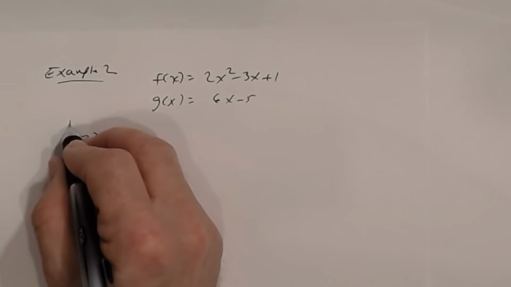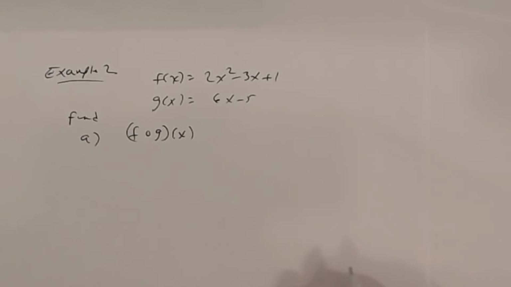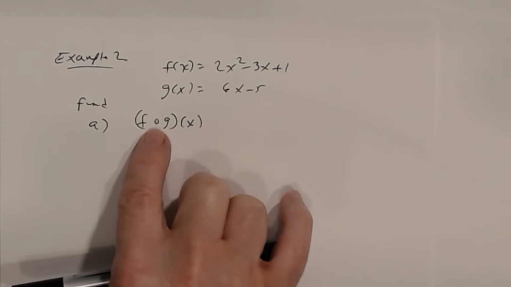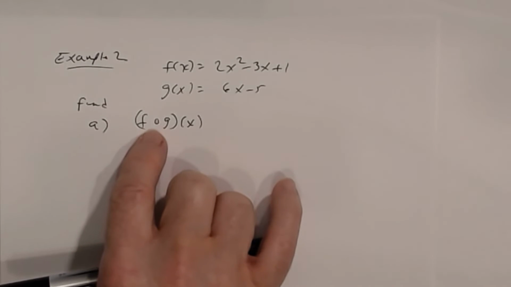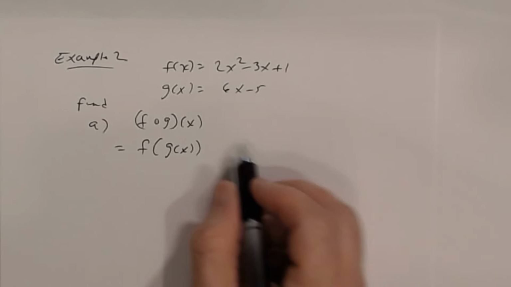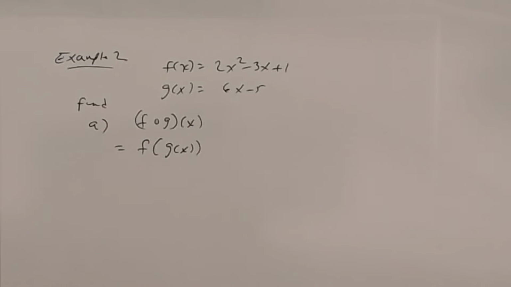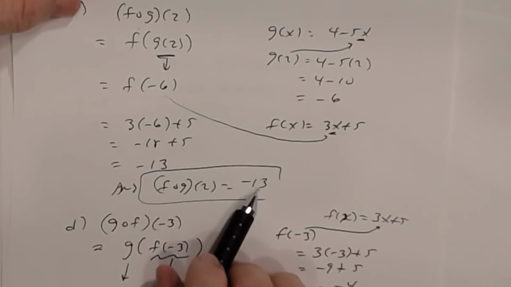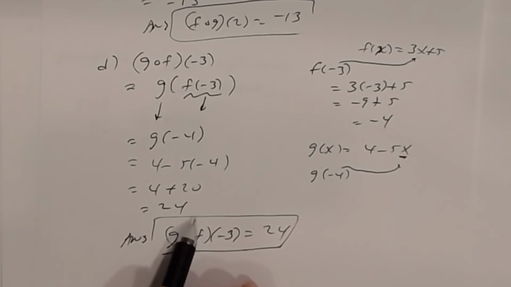Part A, find f composed with g at x. Well, remember by definition, f is listed first, and that's composition. That's not multiplication. Composition, open circle. So by definition, this means f of g of x. So remember, evaluating at x, this says at x, so my answer is going to be variables. In the previous problem, I was evaluating at a number. My answer was a number. I'm composing at a number. My answer is a number.